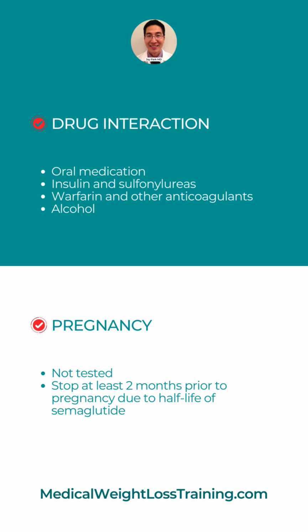Insulin and sulfonylureas. Semaglutide increases the risk of hypoglycemia when used with other medications used to control hyperglycemia. Semaglutide use in patients using insulin has not been evaluated. Warfarin and other anticoagulants. Semaglutide increases the risk of bleeding when used with anticoagulants. Alcohol. Semaglutide mixed with alcohol may potentially affect the liver or cause hypoglycemia.